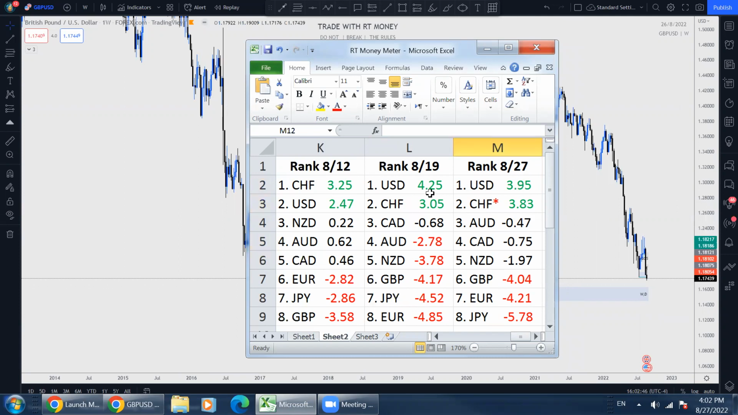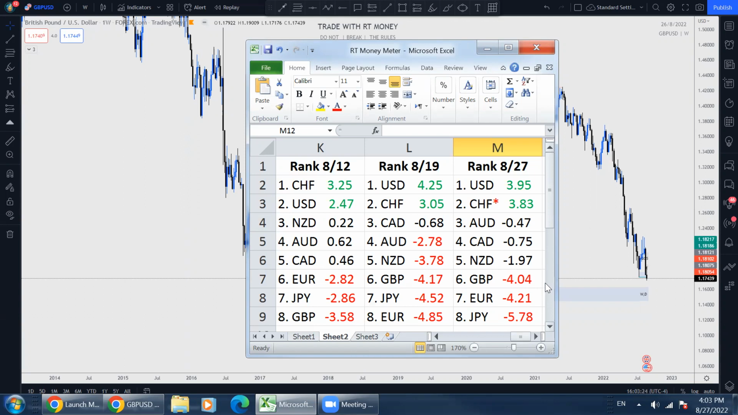All right, look at the USD. Last week it was ranked at number 1 at 4.25. This week, today, it's ranked at number 1 again, 3.95. A very marginal shift in strength, negligible actually, and the USD moves sideways. Same deal with pound. The pound last week was ranked at number 6 at minus 417. This week it's ranked at number 6 again at minus 404. Another marginal shift in its strength, and it moves sideways.